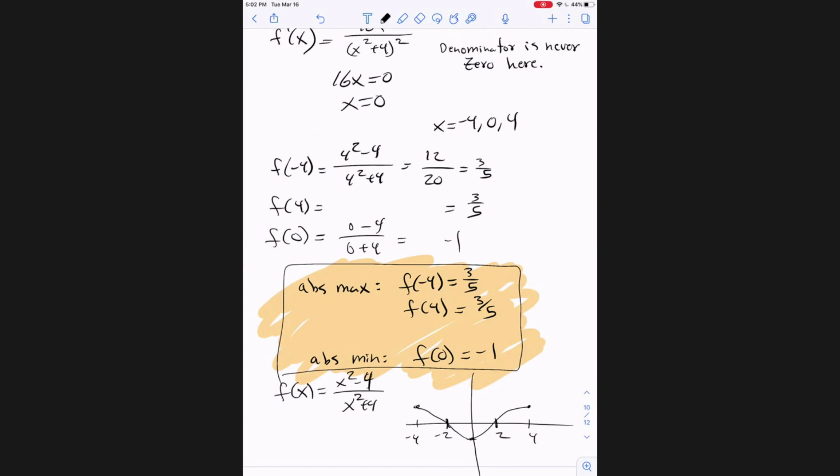I have another question. So in this case, the absolute max, there's 2 values instead of 1. So we would have to put both, because they're tied at the highest point. Yeah. Okay.